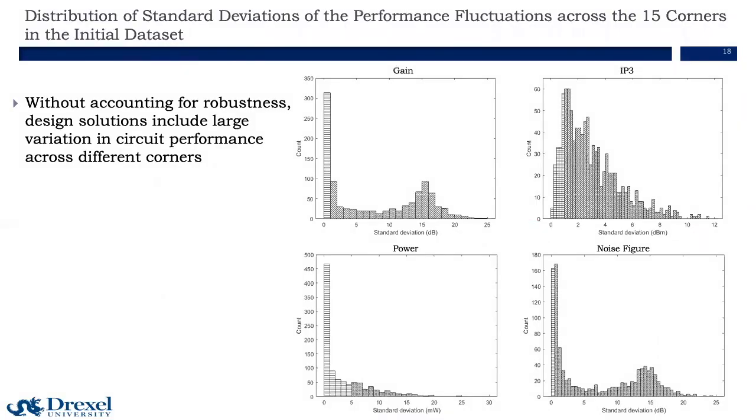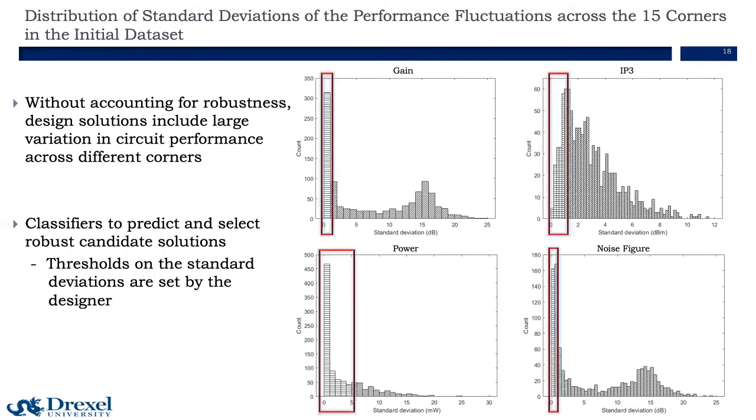And everything falling to the right side of the plot will be solutions that are not robust to variations, which have large variations. Therefore, without accounting for robustness, the design solutions will have large variation in the circuit performance across different corners. So we apply the classifiers to predict and select robust candidate solutions.